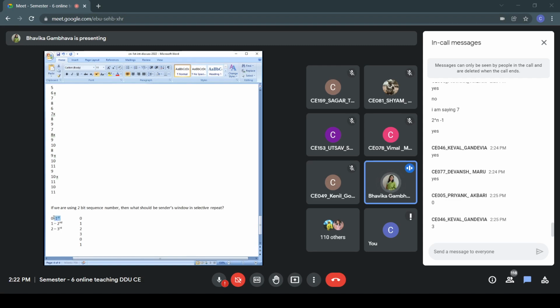Receiver has received first frame. Receiver has received second frame correctly. It has also received third frame correctly. Now receiver is waiting for fourth frame, which should be having sequence number 3. Then it is waiting for fifth frame, which is having sequence number 0, and sixth frame, which is having sequence number 1. Are you with me so far?